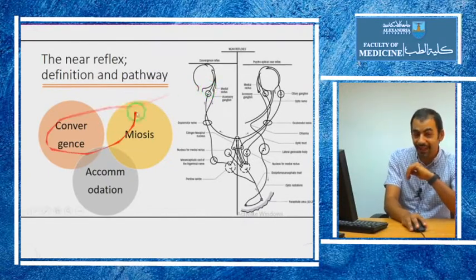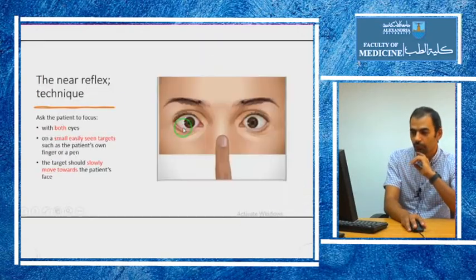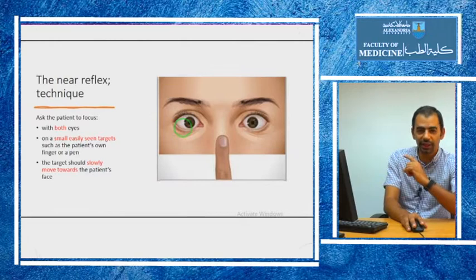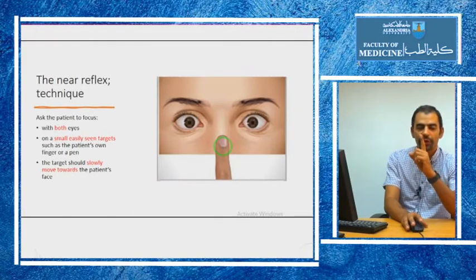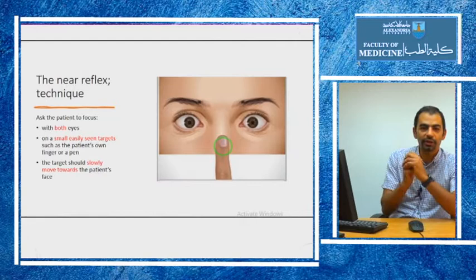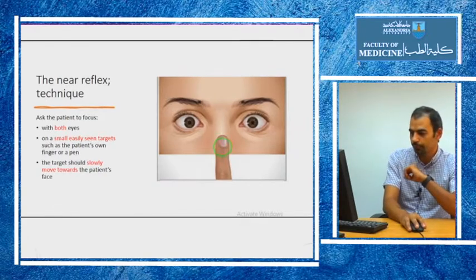So there is a triad in the near reflex. How to examine it? We ask the patient to focus with both eyes on an easily seen target, like a pen or the patient's own finger, and we start to move that object close to the patient's eye, and we observe the convergence and the miosis.